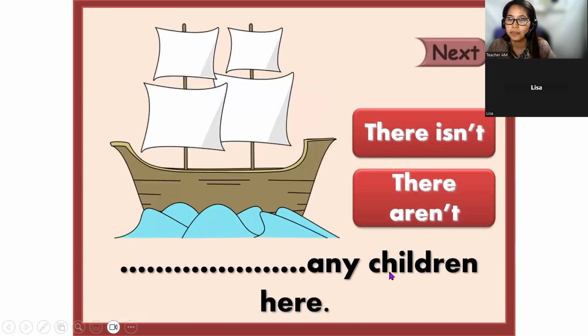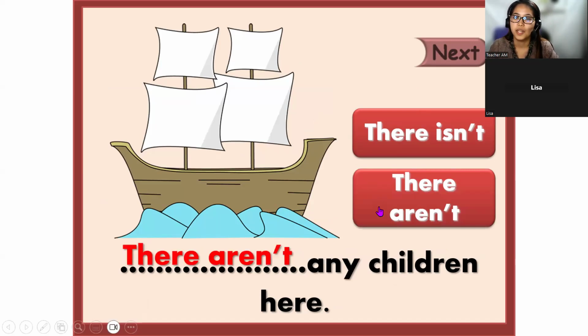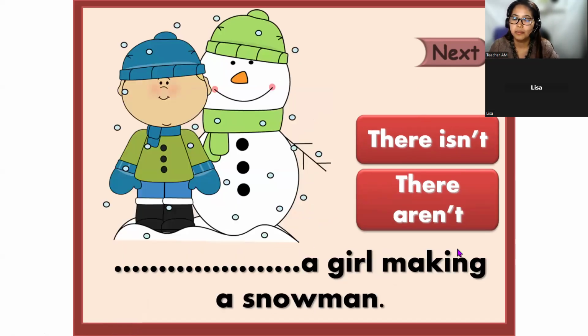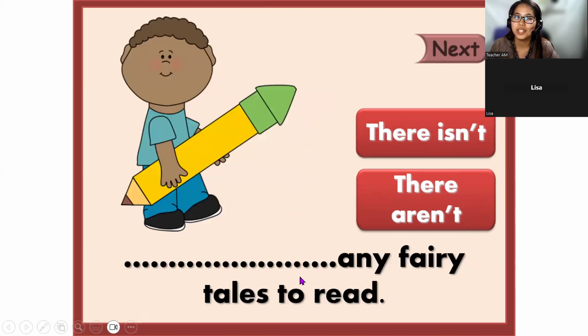Okay, now what about in here? There aren't any children here. Very good. How about this one? There isn't a girl making a snowman. Very good. Okay, who's making a snowman? It's a boy. That's right. Nice, Dolin. How about this one? There aren't fairy tales to read. Very good. There aren't any fairy tales to read.